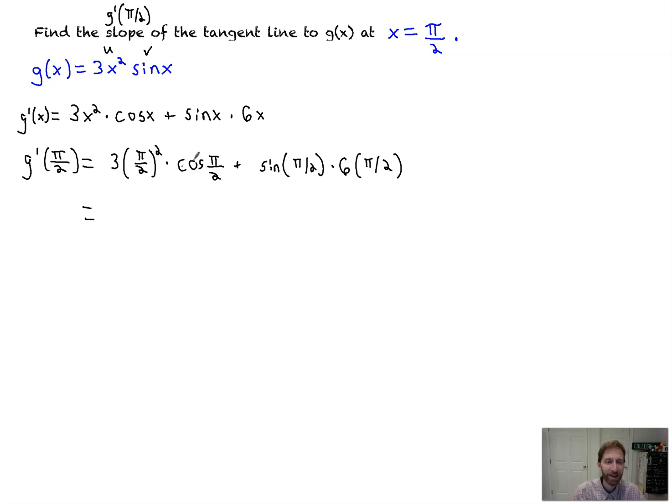They were very nice. Cosine of pi over 2 is 0. So 0 times that is 0. All right, that goes to 0. Sine of pi over 2 is 1. 6 times pi over 2 simplifies to 3 pi. And that is 3 pi. So that's the slope of our tangent line at x equals pi over 2.